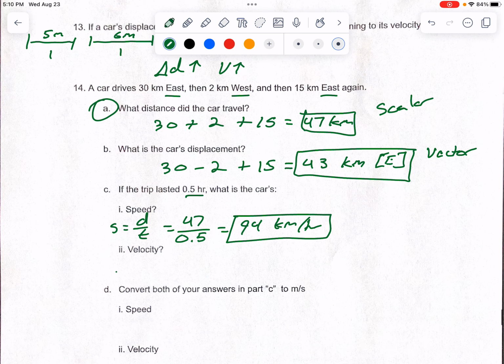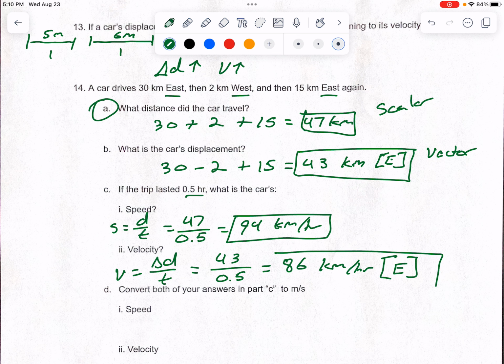Now velocity uses displacement over time. So my displacement would be 43 over my time, still 0.5. And this would give me 86 kilometers per hour, and that's ultimately east. So you still want to make sure you put that in there when you're talking about velocity and displacement.